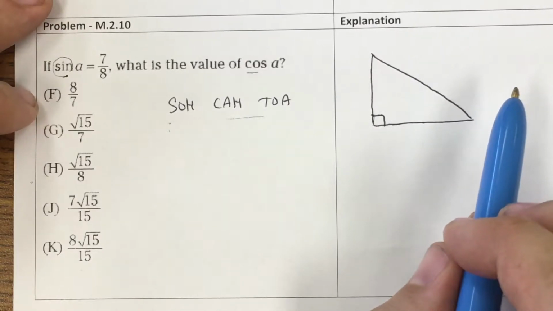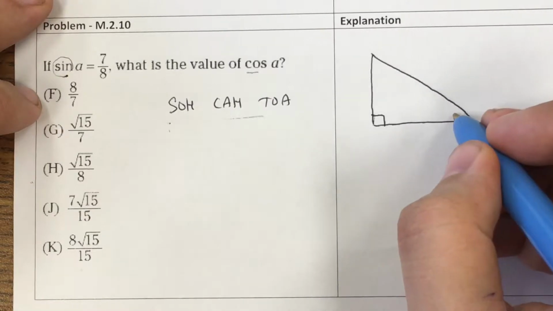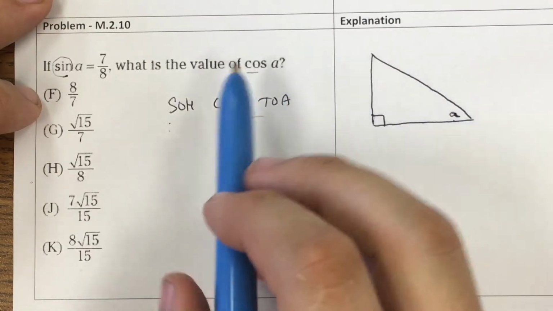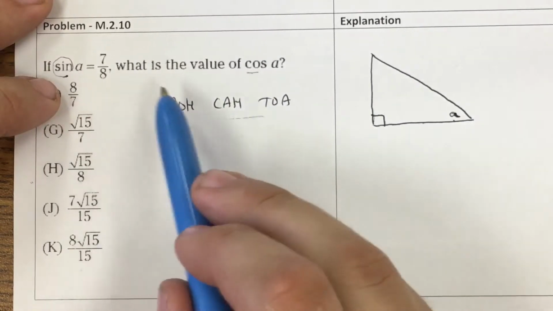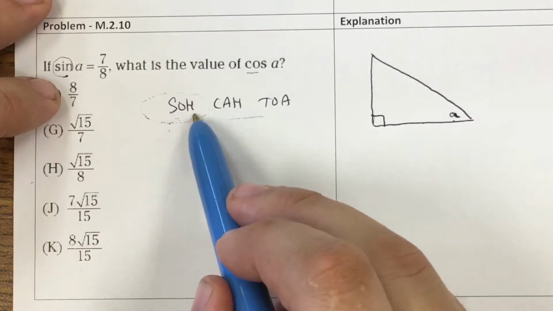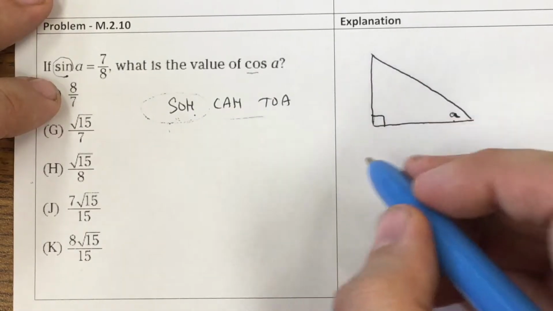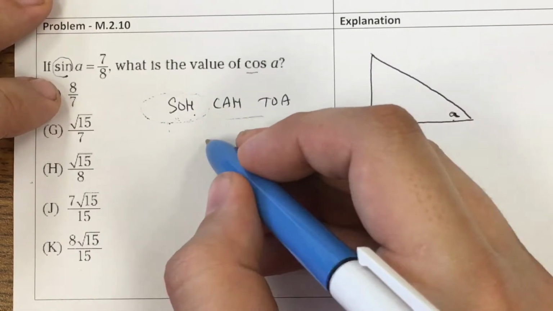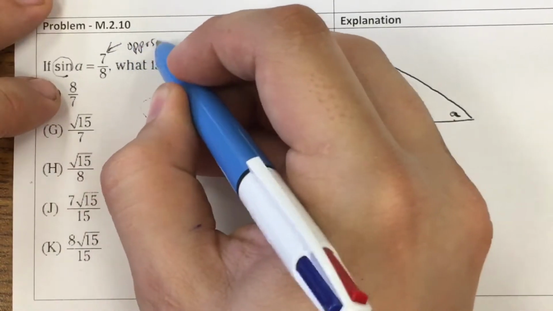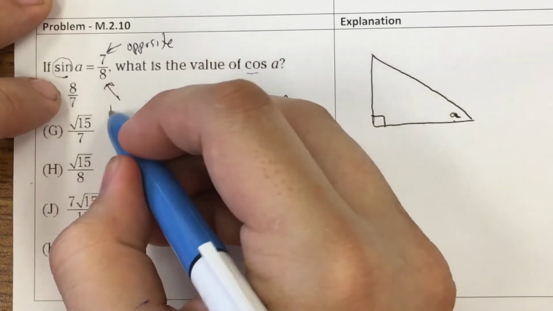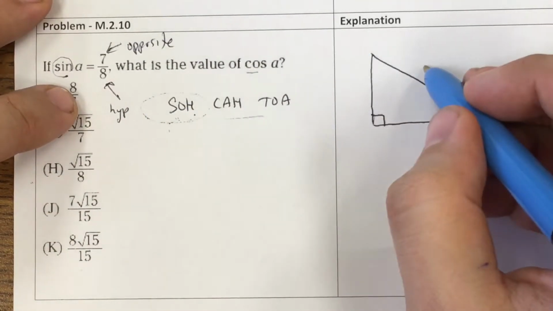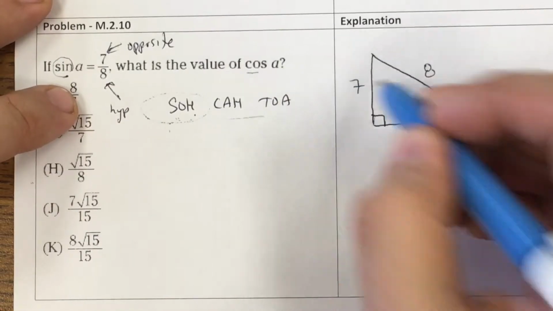And I know that the sine of A, so we're just going to pick an angle and let's label it A. The sine of this angle A is equal to 7 over 8. And we know that sine is equal to the opposite over the hypotenuse. So I know that if it's equal to 7 over 8, this is the opposite side of the angle, and this is the hypotenuse. So that means that I'm going to label my hypotenuse 8, and I'm going to label this 7.